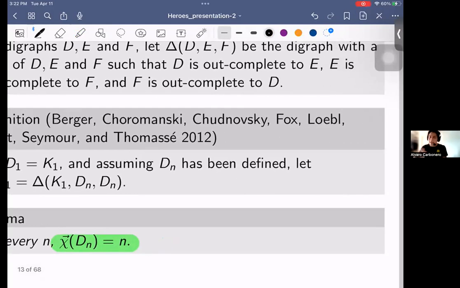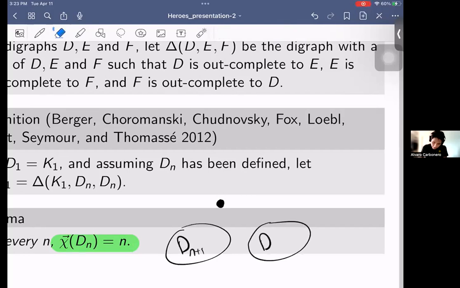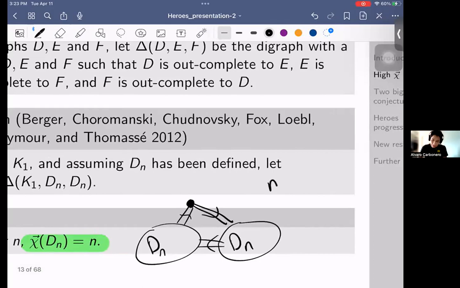The case for n equal to 1 is very simple, and we proceed by induction from that. Let's assume that Dn needs n colors. So now when we are coloring Dn+1, we consider this graph. Oops, that should be Dn. So let's go by contradiction. Let's say that this digraph doesn't need n+1 colors. Let's say that it needs n. So that means that there is a coloring of this with just n colors.